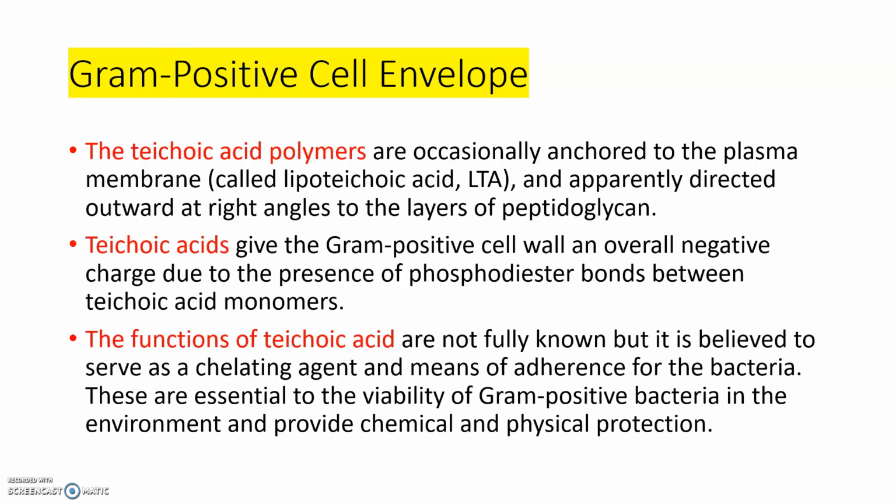Now about teichoic acid polymers, they are occasionally anchored to the plasma membrane of the gram-positive bacteria. And they are also called lipoteichoic acid and apparently directed outwards at right angles to the layer of peptidoglycan.